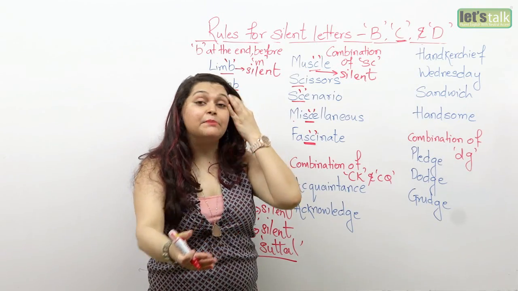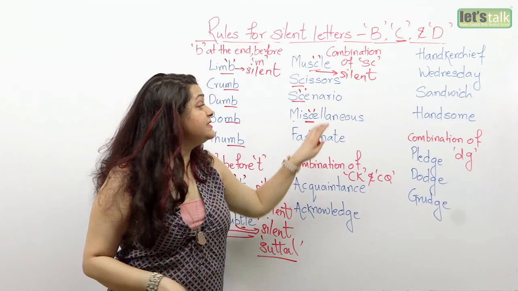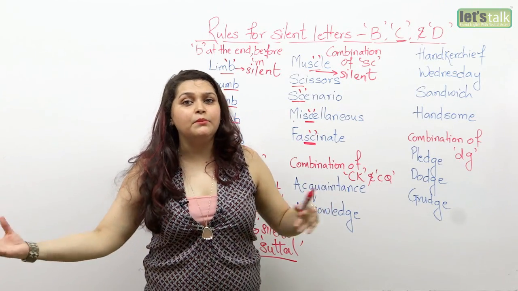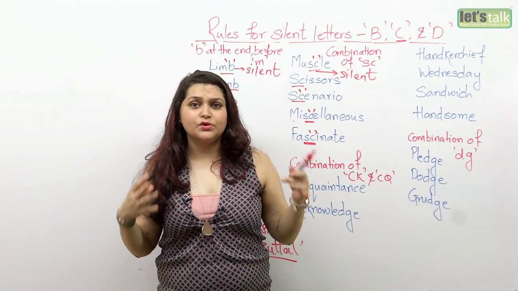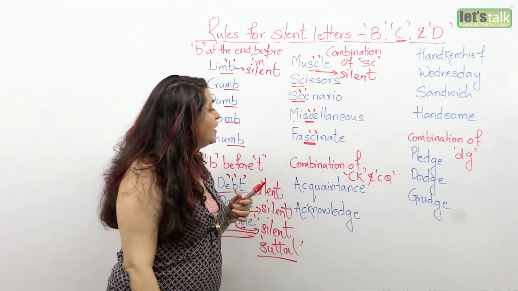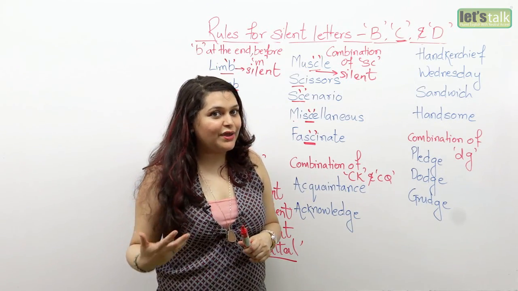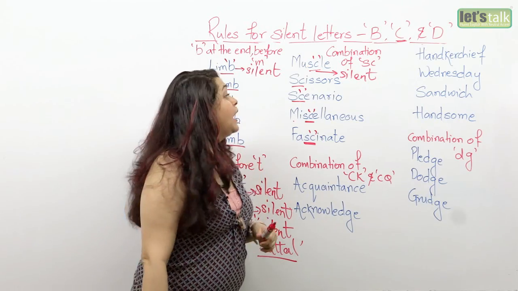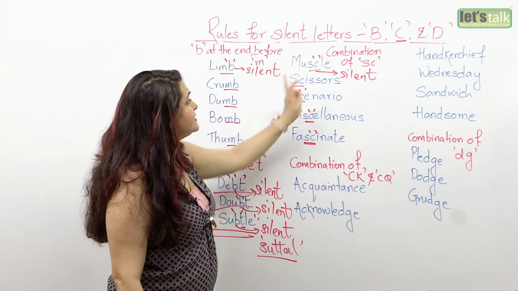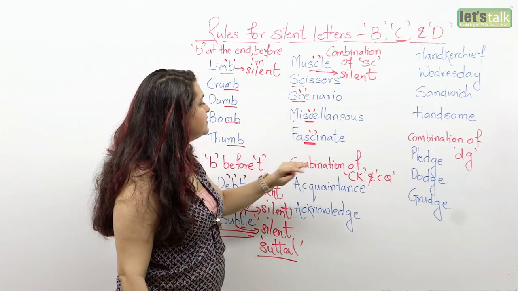Now, if I give you the example of my handbag, I can say that my handbag has a collection of miscellaneous objects, which means my handbag is full of objects which have come from different places and different sources, basically just lots of random objects. Moving on, the next word, fascinate, means something that catches your eye or catches your interest. I really hope you've understood this rule. The pronunciations for you one more time. It's muscle, scissors, scenario, miscellaneous, fascinate.